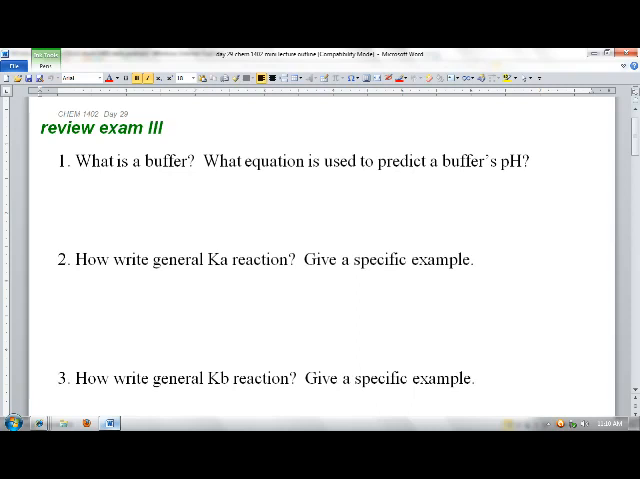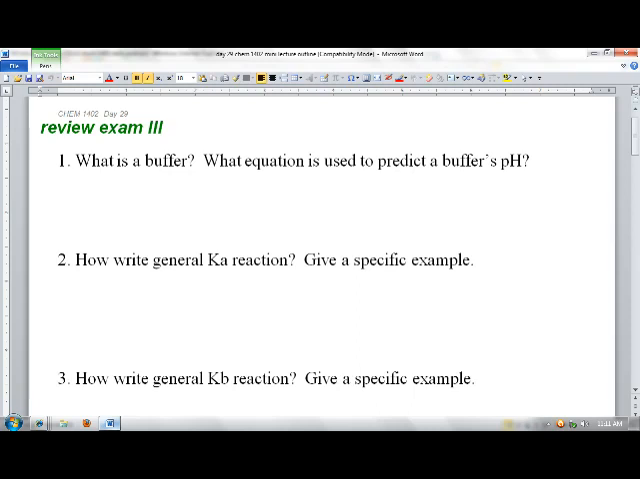Okay. Pretty much in buffer problems, everything is writing a particular reaction: Ka, Kb, Ksp, Kf. There they are. And you've got to do ICE. If you don't know how to write the reaction, throw away the oars in your canoe right now. You're going nowhere.